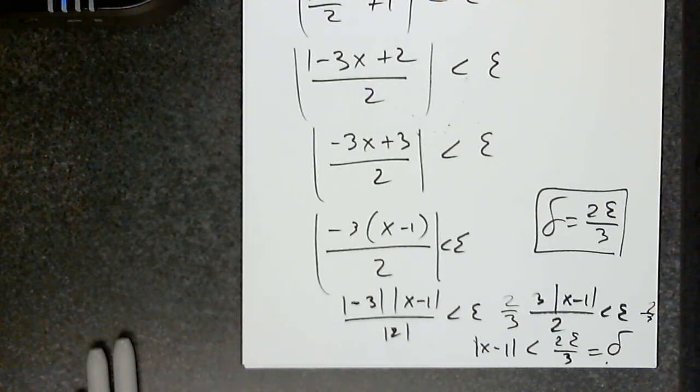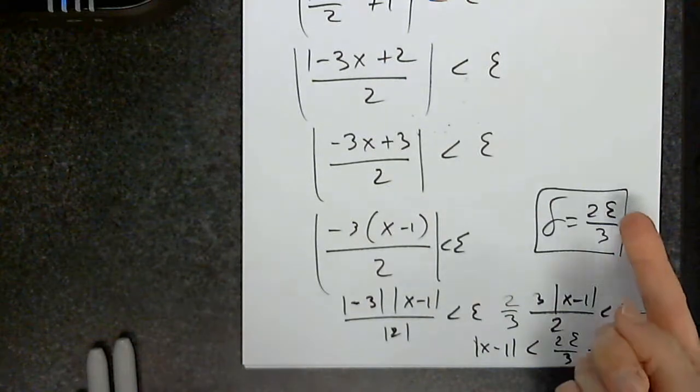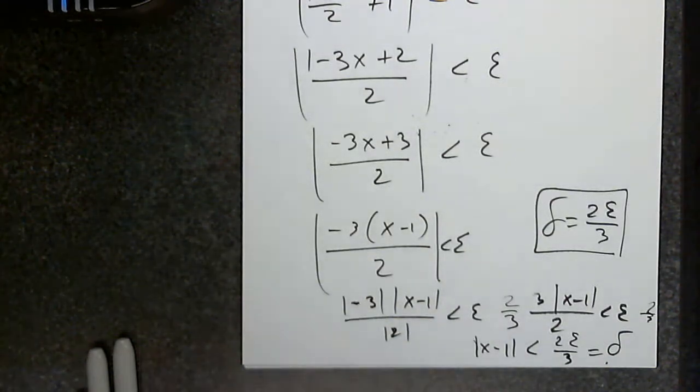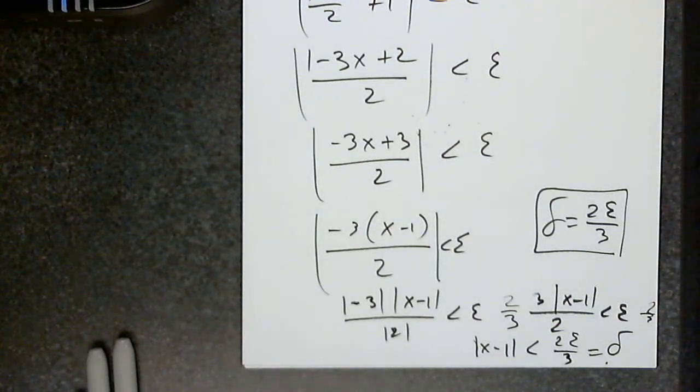So that's the answer right there, delta equals 2 epsilon over 3, which means that for any epsilon you give me, I will give you a delta back. So if you say, okay, epsilon is 1, I will give you 2/3. If you say, okay, epsilon is 0.1, then I will multiply 0.1 by 2 and divide by 3, and I'll give you delta. And because this operation can continue forever, for every epsilon you give me, I will give you a delta, it means that the limit exists.